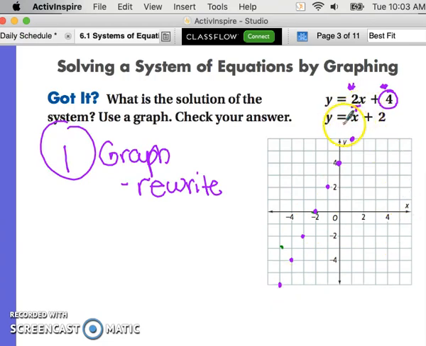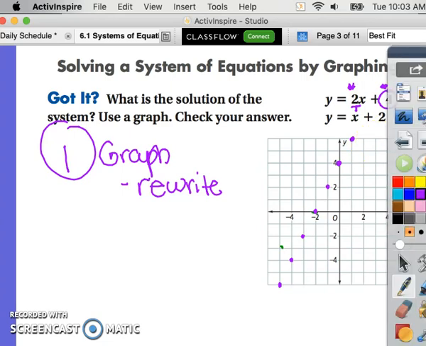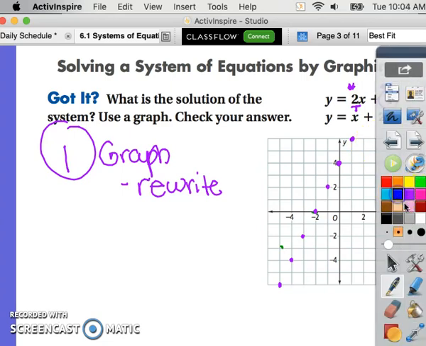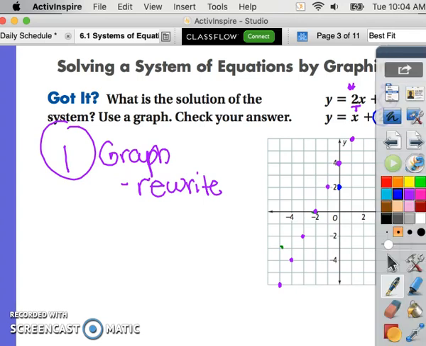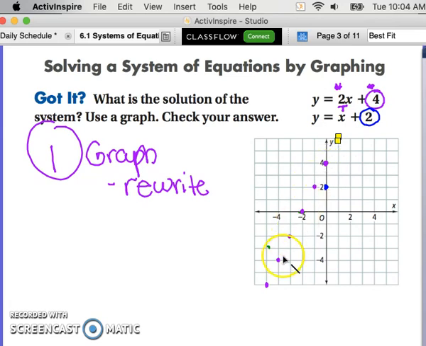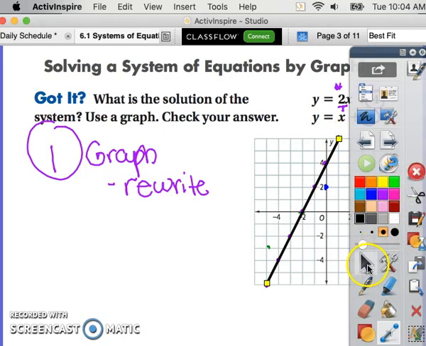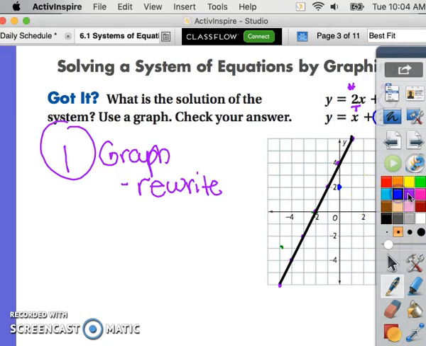Okay, then my second equation is again written in slope-intercept form. Sorry, I always say y-intercept, same thing. Okay, I start at the 2. So I go up to 2. And what I should have done actually was connect these with a line. Okay, going back.